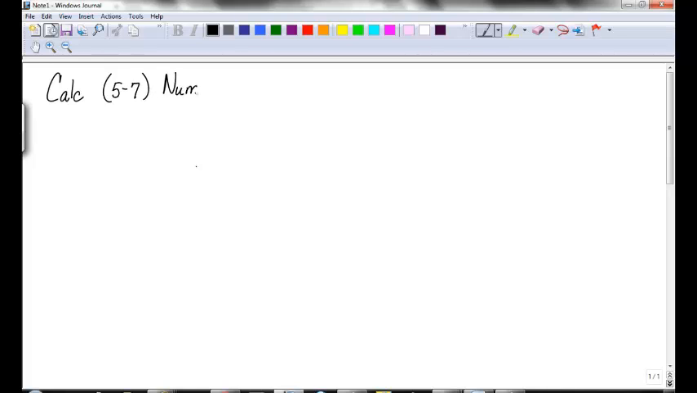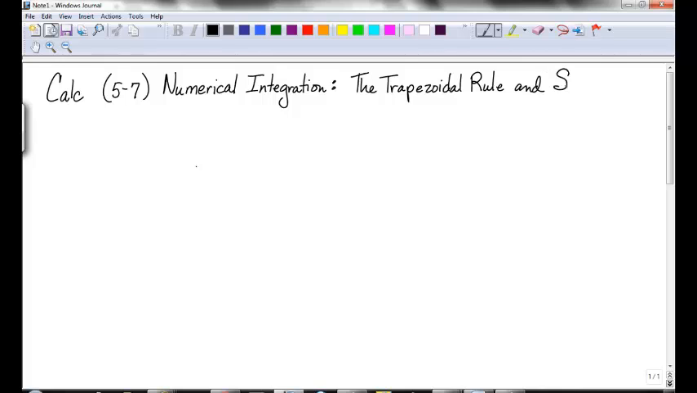So this is called numerical integration, and we're going to do the trapezoidal rule and Simpson's method.